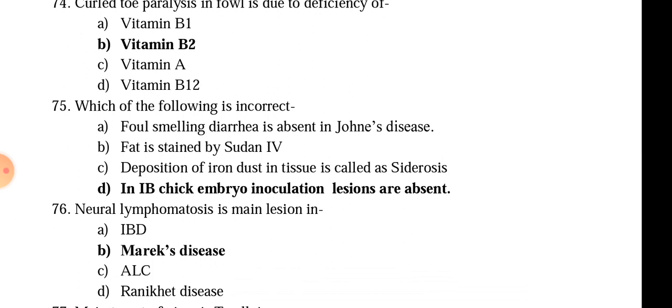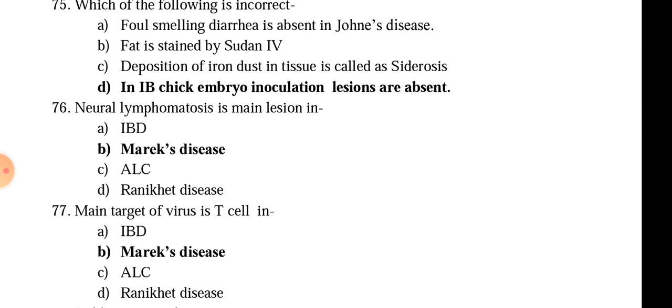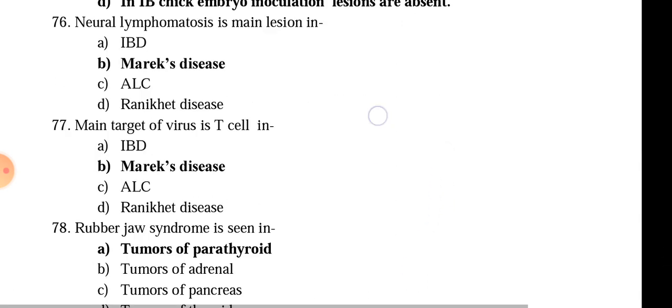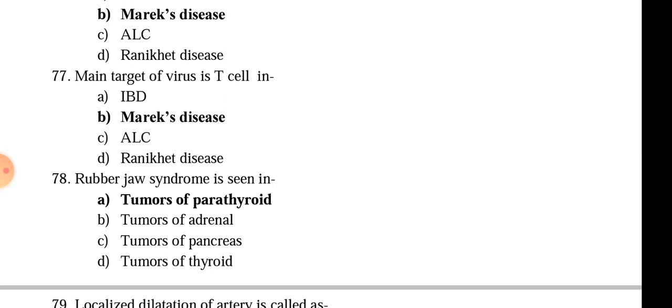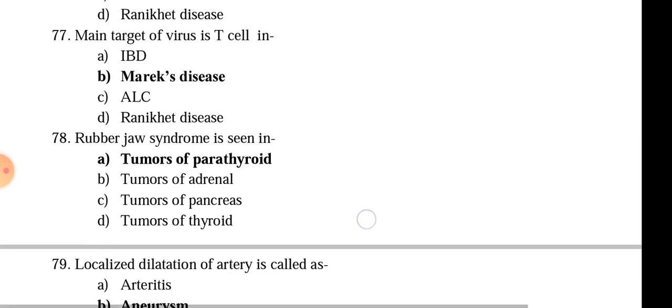Neural lymphomatosis is the main lesion in Marek's disease. The main target of the virus is the T cell. Rubber jaw syndrome is seen in tumors of the parathyroid.